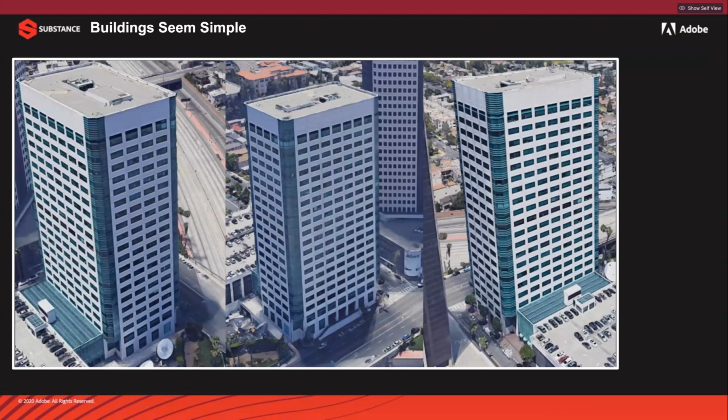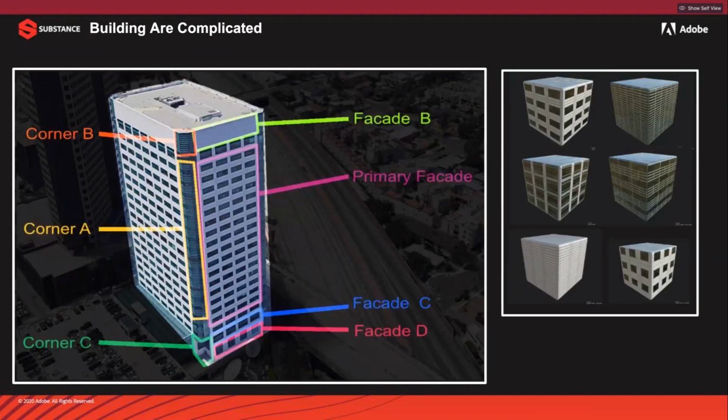So one of the things is that people look at these buildings and they think they're simple, but when you break them down, they're actually quite complex. You have lots of different facades. You have the main facade, you have a corner, you have the top corner, you have the top main facade, you have the corner bottom. So on this building, if you were to look at the whole building, there's probably more than 10 different materials, let's say. These are in Substance, the materials on the right side.